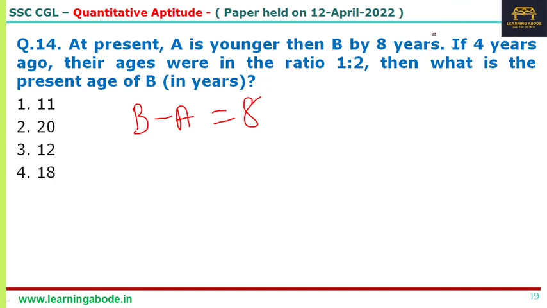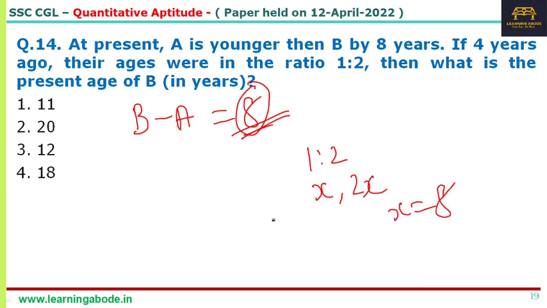Now they say that 4 years ago their ages were in the ratio 1:2. So 4 years ago the ratio was 1:2, and the difference is always 8. When you say 1:2, it is x and 2x. The difference is x. So if x equals 8, then the ages of A and B are 8 and 16. Now this is the 1:2 ratio.